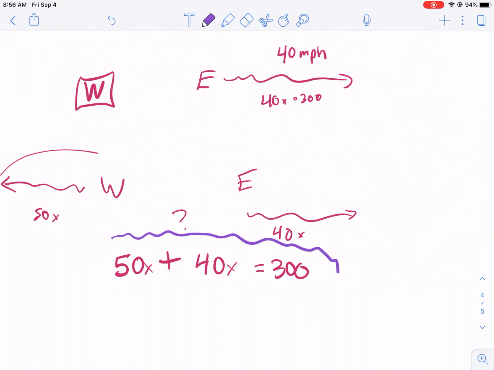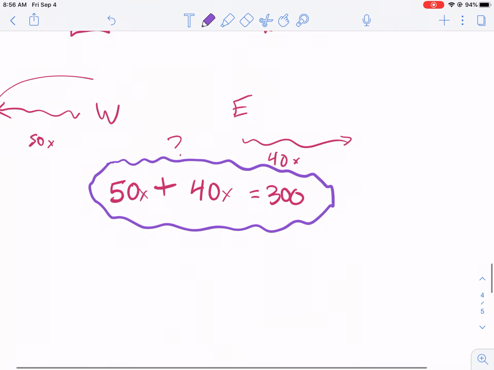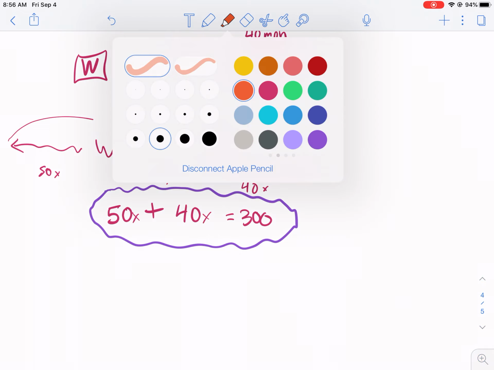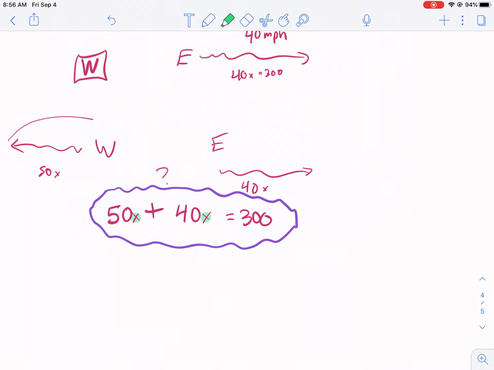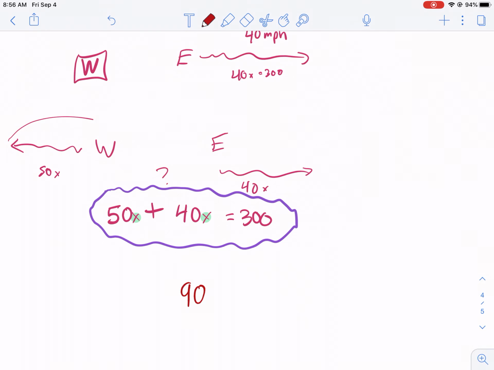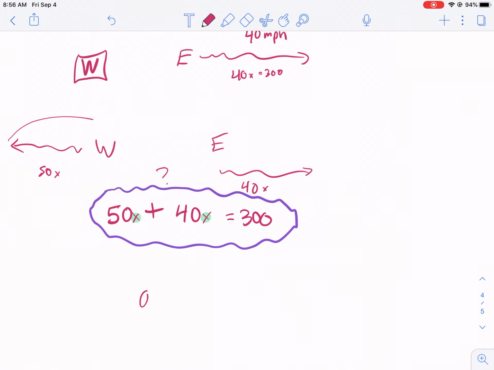If they're moving away from each other, they're moving apart faster, so we need to add the two distances together. If it was stationary, we'd only use the east. Since we're also adding in the west going in the opposite direction, we add the two together and set them equal to 300. Now, look, we have it in terms of one variable. We have x and x, so we can easily do this problem. They're essentially covering the distance at 90 miles per hour together.